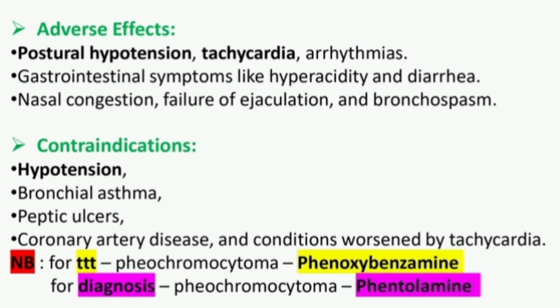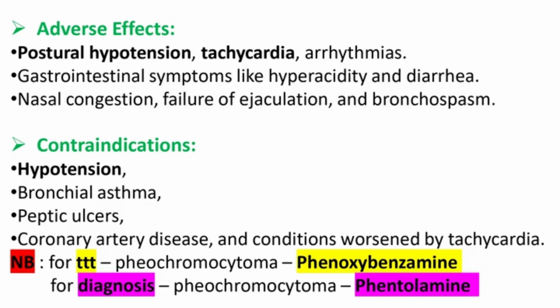The next highlighted point I mentioned here: for the treatment of pheochromocytoma, we can use phenoxybenzamine. For the diagnosis of pheochromocytoma, the mainly used drug is phentolamine. We can expect questions based on this. Because of that, I highlighted these points.